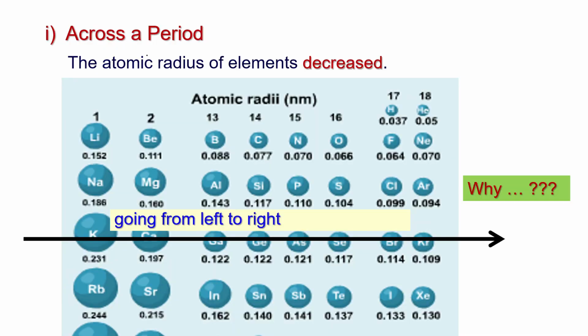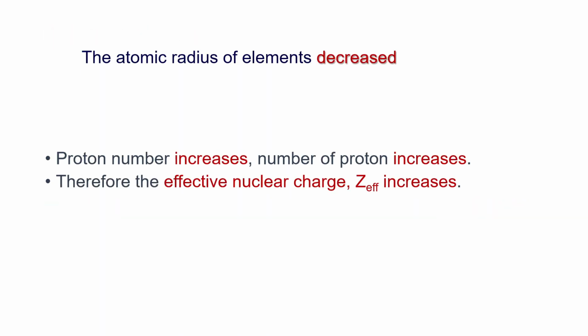So across the period, atomic radius will decrease. Ini kita boleh observe, contohnya ini untuk period 1 element from lithium to neon. Across the period 1, atomic radius decrease. Sama juga ini period 2, and this one period 3 from sodium to argon. Atomic radius decrease. To explain this, kita tahu across the period proton number increase.